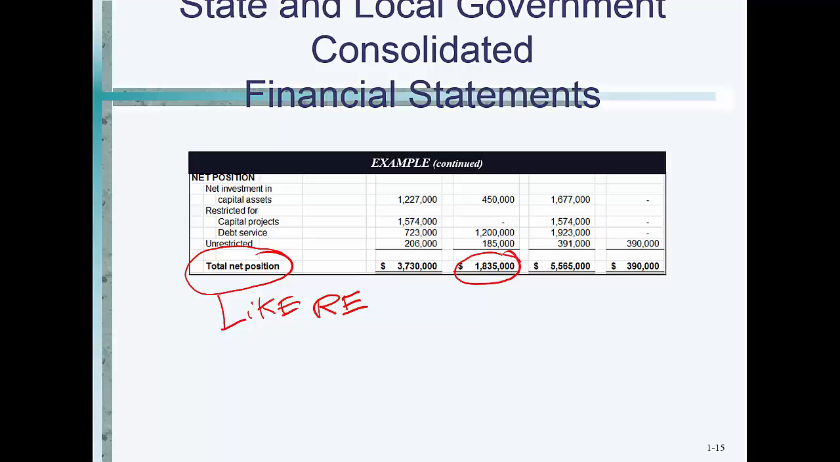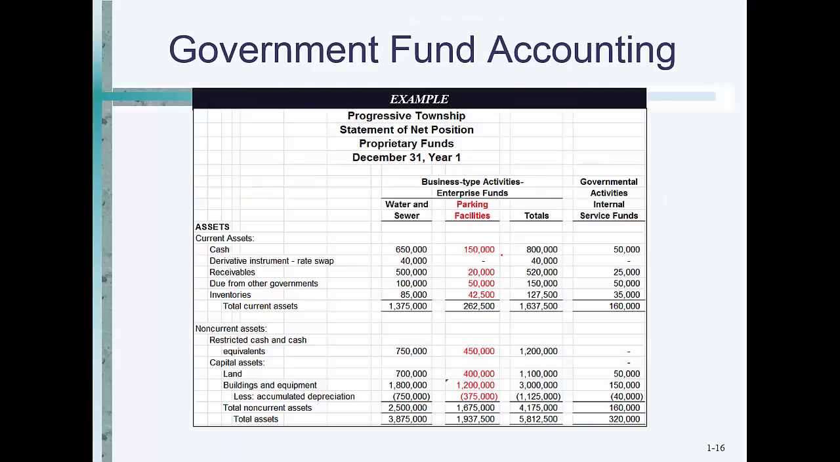Okay. Now I'm going to roll down, and I'm going to come down to one of my fund statements, and this is for my proprietary funds, and the enterprise fund is one of my types of proprietary funds. It's the E in C, PAPI, isn't it? Okay, and notice this government had two funds. It has water and sewer, and it has parking facility, and both of these constitute what?